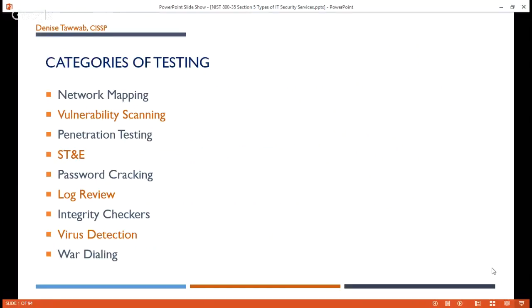Some categories of testing that you might want to outsource, or certainly provide internally, some categories of testing to consider: network mapping, vulnerability scanning, penetration testing, ST&E, password cracking, log reviews, integrity checkers, virus detection, and war dialing.